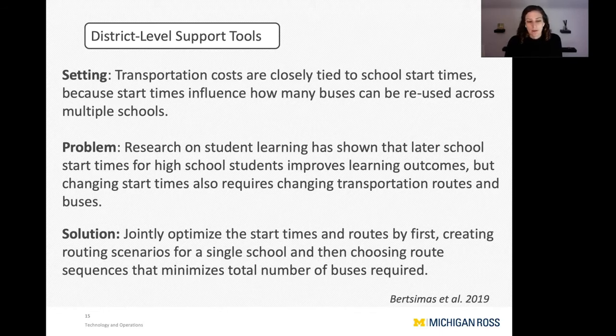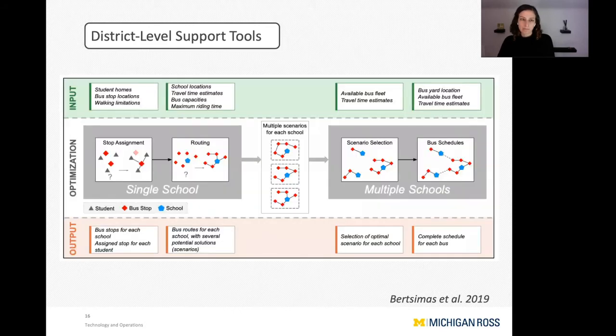And so what they did is they came up with a process for jointly optimizing the start times of schools and the routes. They essentially created multiple routing scenarios for a single school. And then in the second round, looked at how to match those routes across schools to minimize the total number of buses. So this lays it out. And nicely, this is a snapshot from their paper where they talk about making multiple scenarios in the first element. And then once they have those multiple scenarios for each school, selecting scenarios that connect, so once they're done with one school, the bus can then travel to the next school and complete that second route.